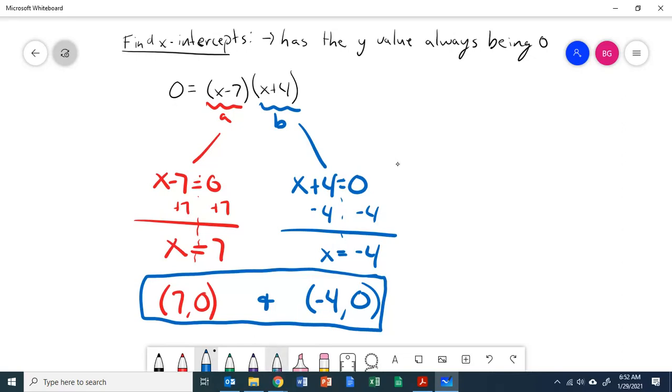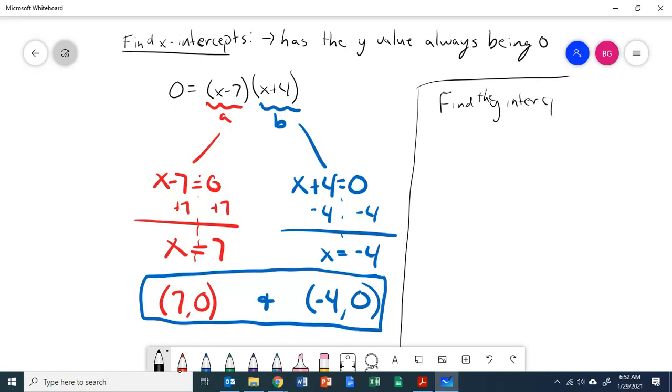Okay, so now let's talk about the y-intercepts. So I'm going to come off here on the side. We're going to find the y-intercepts. Okay, so we're going to use the very original equation. I'm not even going to use the one that was factored. We'll use the one that wasn't factored. So we had y equals x squared minus 3x minus 28.